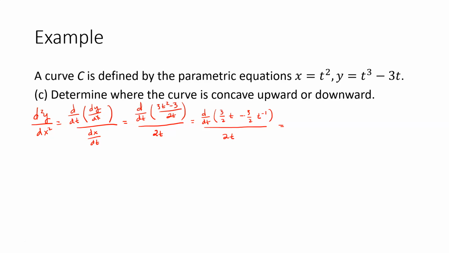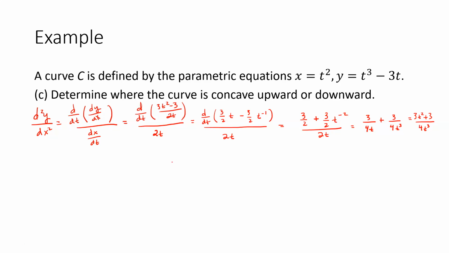Okay, and we see here the derivative will be 3 over 2, minus 3 over 2 times negative t to the negative 2. So I'll write plus 3 over 2 t to the negative 2. And then all of that's divided by 2t. If I divide each term by 2t, I'll have 3 over 4t plus 3 over 4t cubed. And if I combine these two, I would have (3t squared plus 3) over 4t cubed.